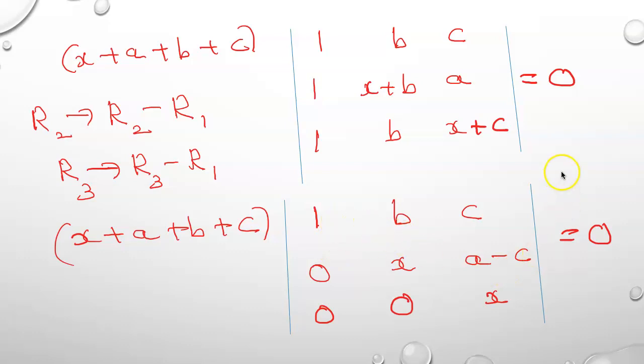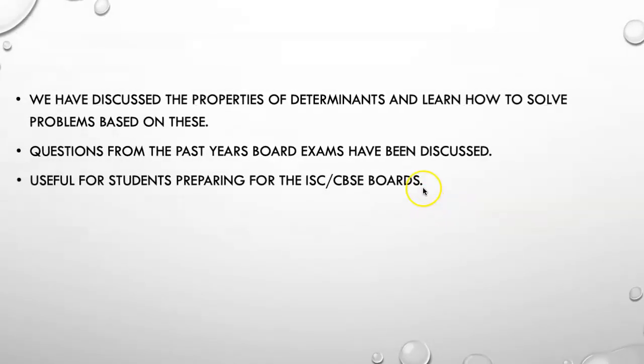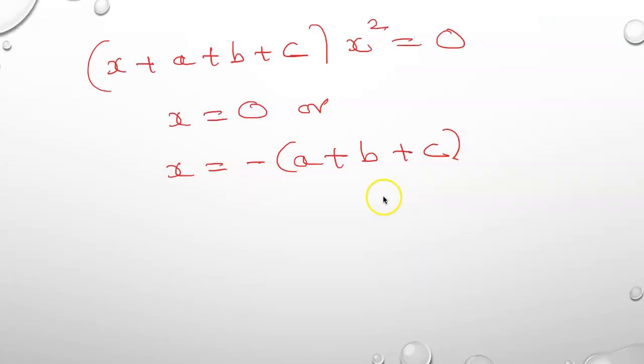And now when you expand, you get (x plus a plus b plus c) into x squared equal to 0. So we have x equal to 0 or x is minus (a plus b plus c). Now what is the condition given to us? x is not equal to 0. So your answer is just x equal to minus (a plus b plus c).